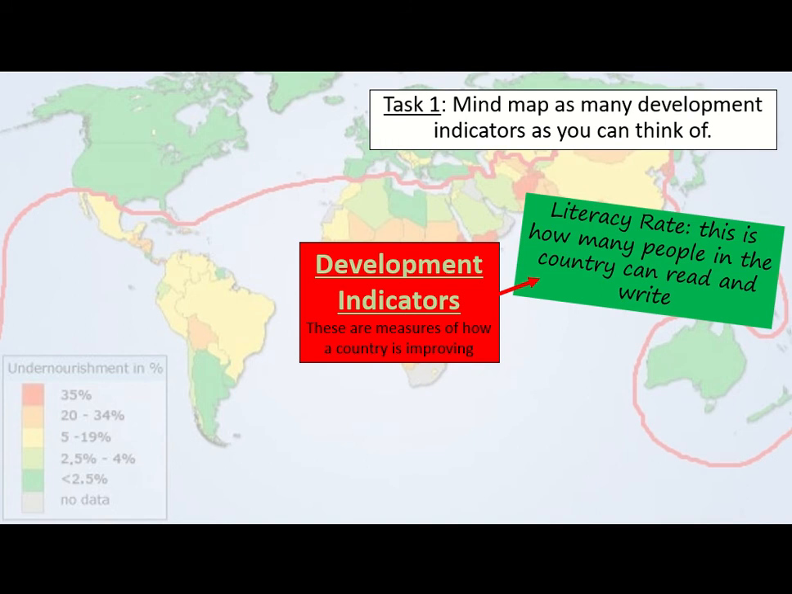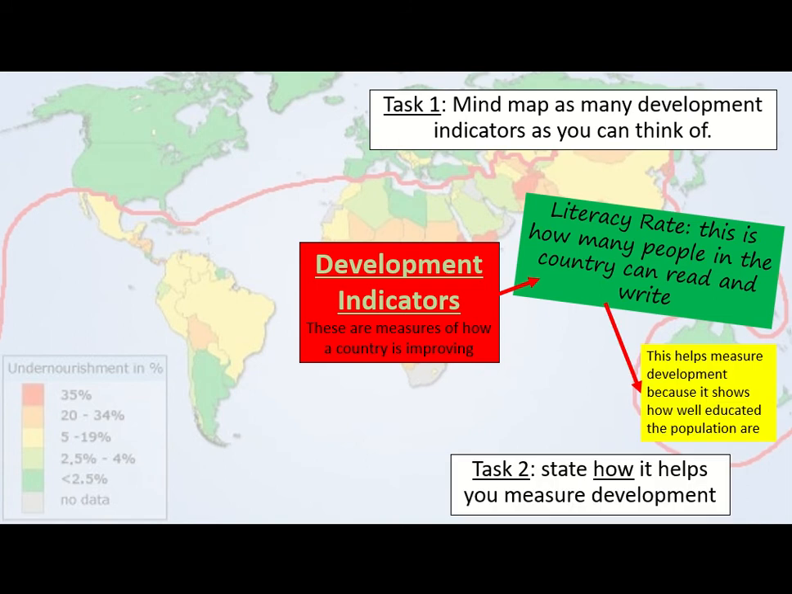So the second layer, and this is more important because this is going to link more to an exam question. You are likely to get an exam question that asks you to explain how a certain thing shows a place is or isn't developed. So that's the second layer of the mind map. Try and explain how that development indicator can show development. So what does literacy rate show about a country and how developed it is? Well, it's a measure of how many people can read and write, which is how educated they are. So this shows a well-educated society, if it's got a high number, for example, and that will tell you that it is educationally developed as a country.